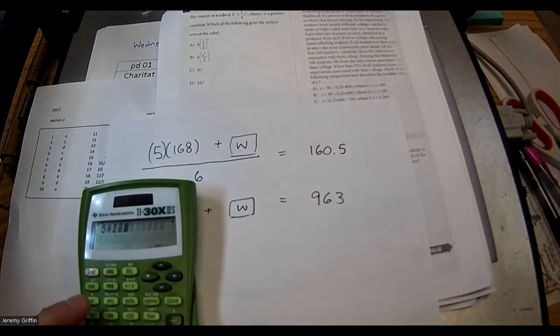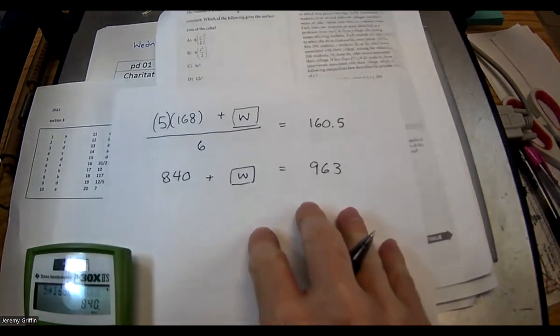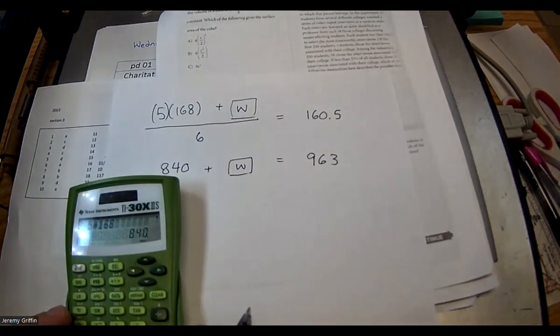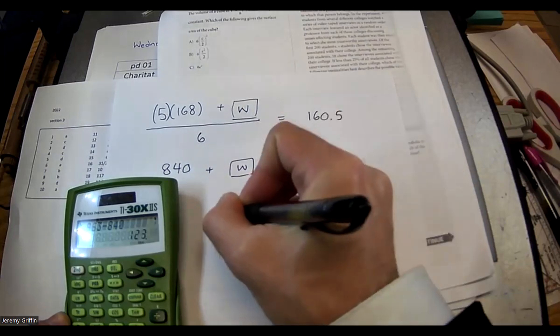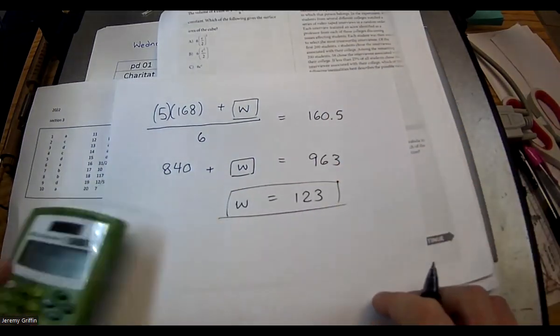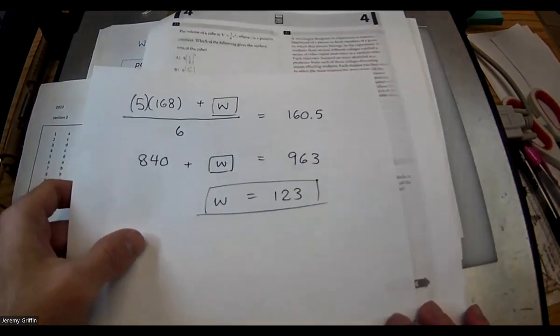5 times 168 is 840. Okay, so we got that. Subtract 840. 963 minus 840 is 123, and that would be pounds. So let's see, option B, 26. Yeah, 26 is B, 123 pounds.